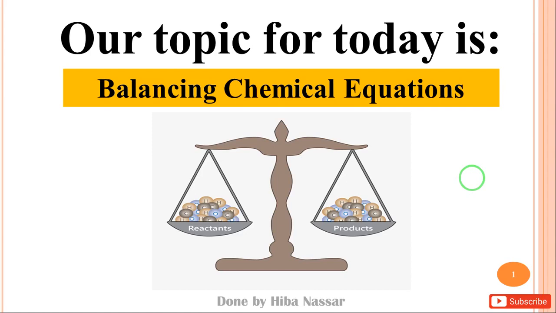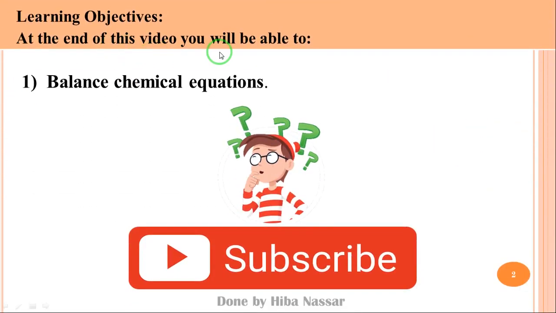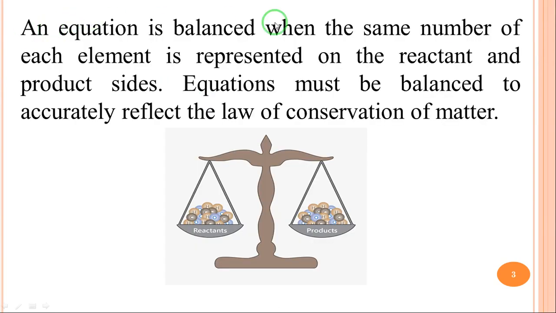Our topic for today is about balancing chemical equations. At the end of this video, you will be able to balance chemical equations by adding the proper coefficients. An equation is balanced when the same number of each element is represented on the reactant and the product sides. Equations must be balanced to accurately reflect the law of conservation of matter.